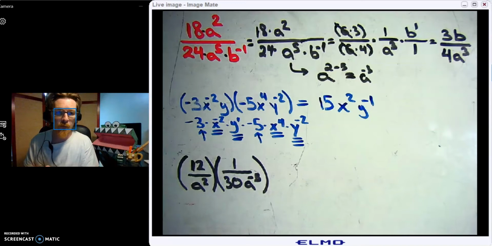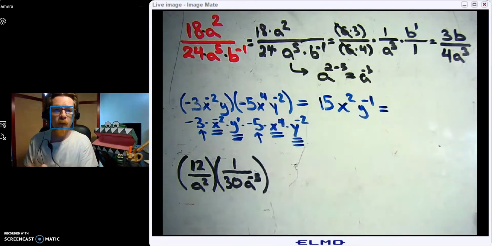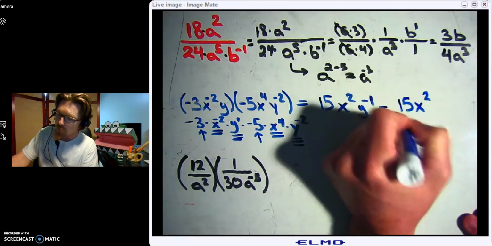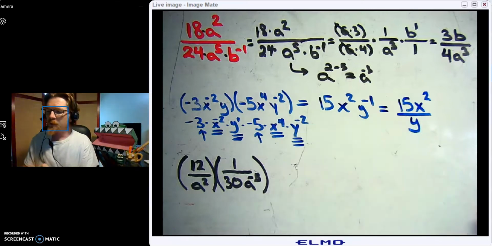No, I'm not simplified because I still have a negative exponent. So I know negative exponents are movements. We're going to take the y to the negative 1 and we're going to rewrite it as 1 over y to the first. Now my 15 and my x squared, those stay in the numerator, and that y to the negative 1 is going to drop down into the denominator as a positive exponent, leaving me with 15x squared y over y to the first.